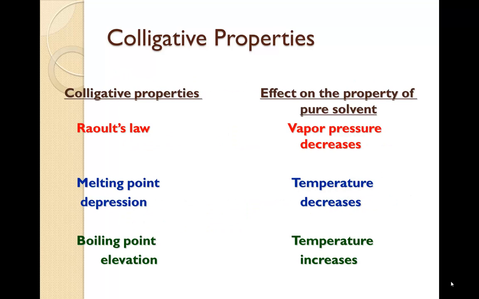Some examples of these are Raoult's law, which discusses the vapor pressure decreasing over a liquid; melting point depression, which indicates that the temperature of the melting point will actually decrease; and boiling point elevation, the temperature of the boiling point increases. Not listed among these is osmosis.